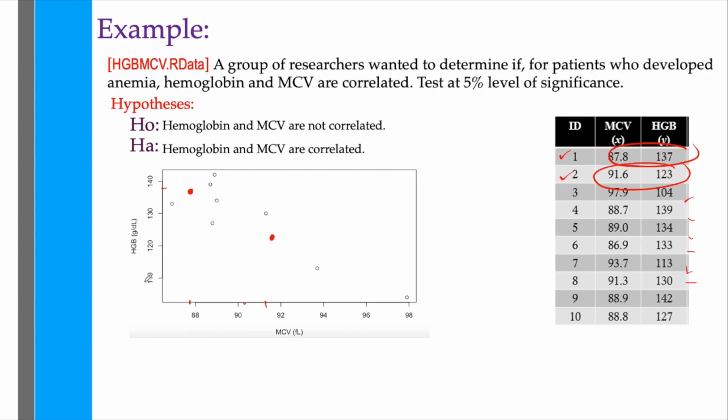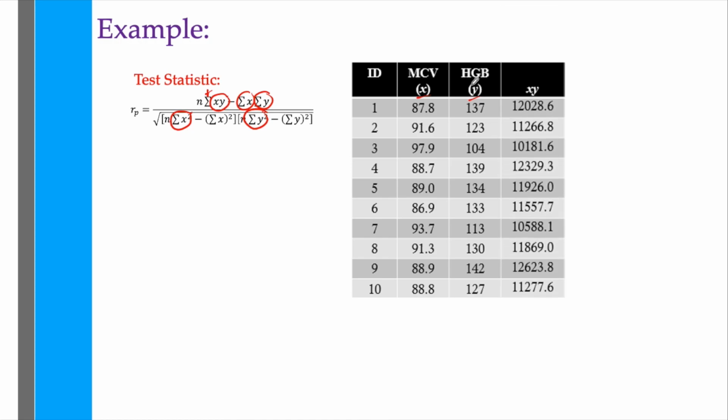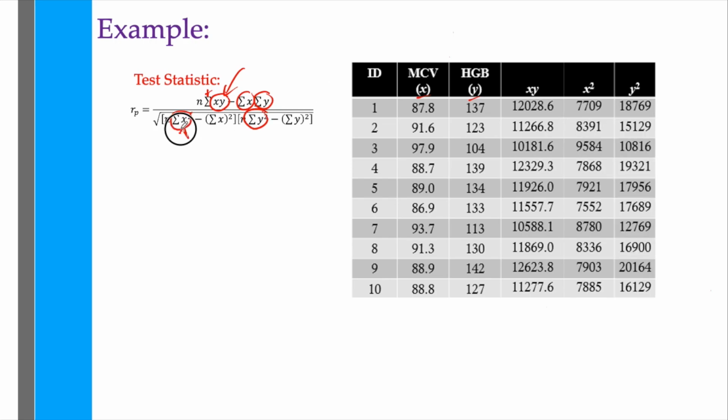Now, let's compute for the value of R. So take a look at the value of R. It requires the sum of the product of xy, the sum of x, the sum of y, the sum of x squared, and the sum of y squared. Now, if this is your x and this is your y, you will be needing the product of xy, the square of x, the square of y, and then all we have to do is to get their sum.